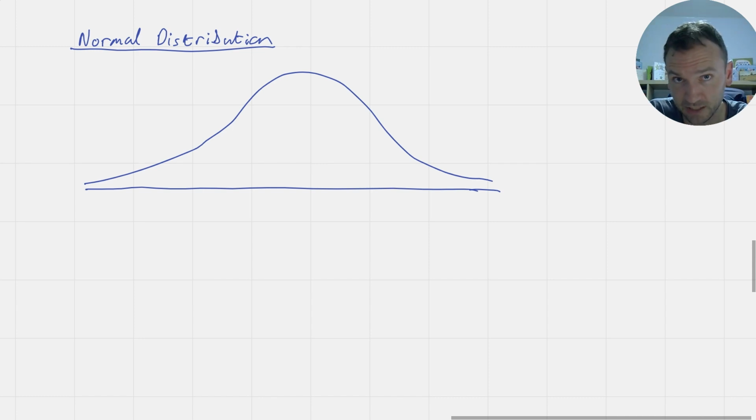Obviously, a histogram would have bars, but if you took narrower and narrower bars, if your population was big enough, you'd expect to get something like this. This is called a bell curve. It's what we use to represent this normal distribution.